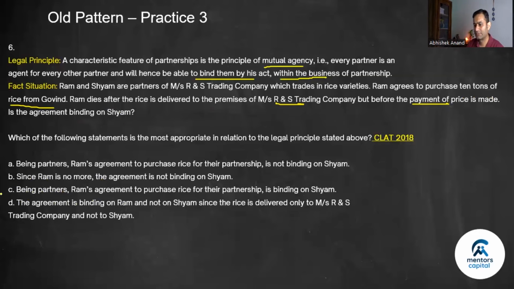Being partners, Ram's agreement to purchase rice for the partnership is binding on Shyam. Now, as I said, do not use external knowledge. Someone who is a student of accounts might think that once a partner dies, the partnership is to be dissolved. There's no partnership firm, and maybe then this is not binding. Do not use external knowledge, guys. Restrict yourself to only the principle. The principle does not mention anything before that, after that. So you don't have to use it at all. Okay?